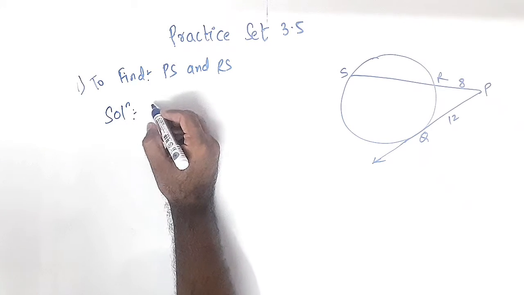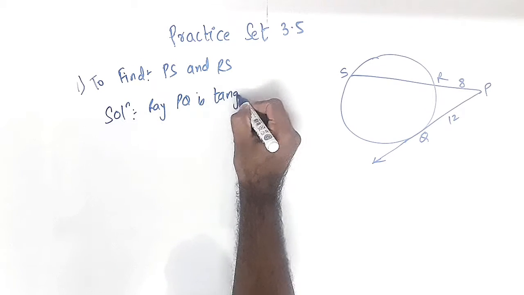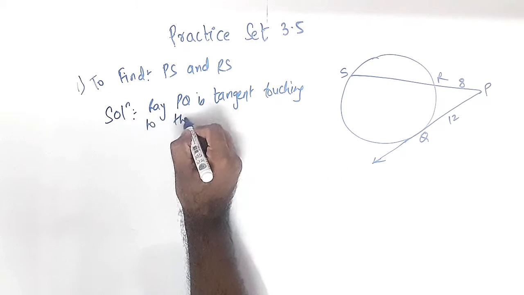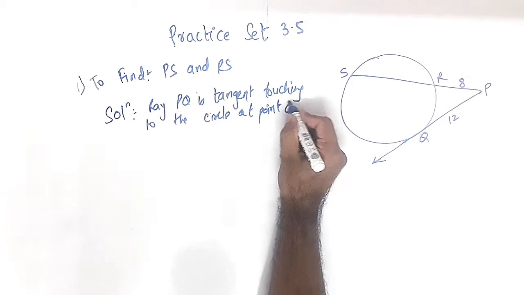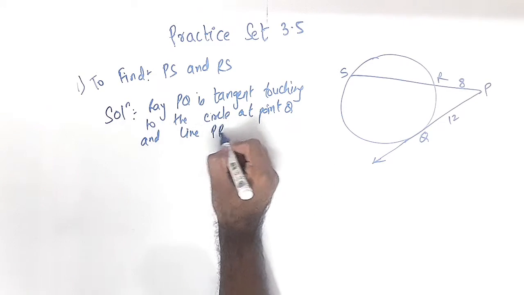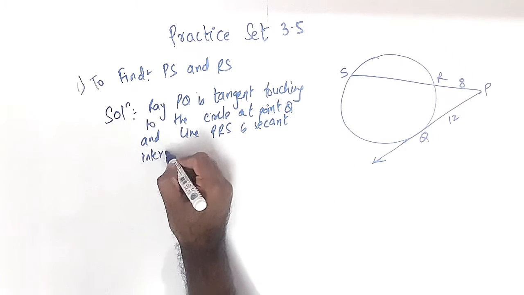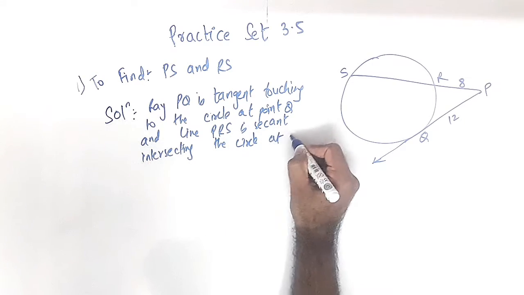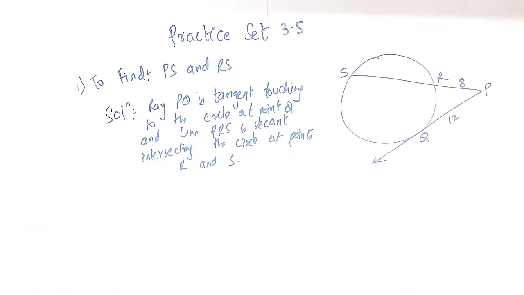See, first we'll write: ray PQ is tangent, touching the circle at point Q, and line PRS is secant intersecting the circle at points R and S. This is the general introduction we have to give.